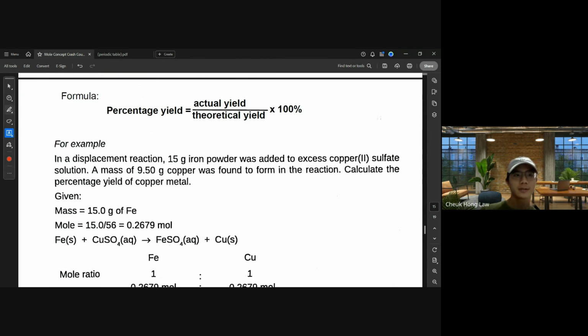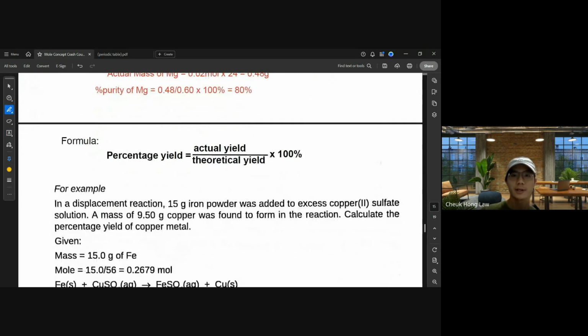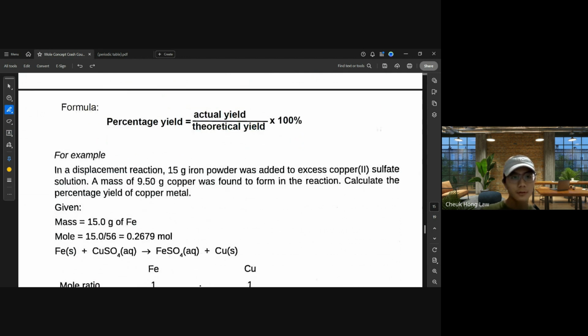So percentage yield is very similar to percentage purity actually. It's actual yield divided by theoretical yield, times 100%. Okay, so this percentage yield. So for example, a recipe in a cookbook. If I follow this recipe, I should get 20 cookies.